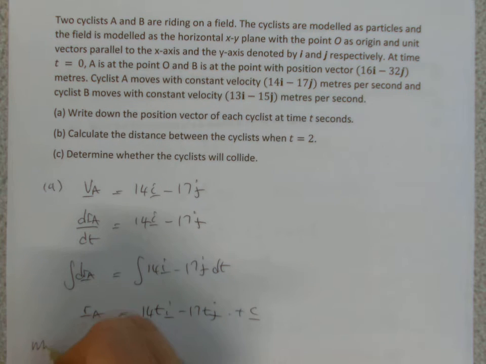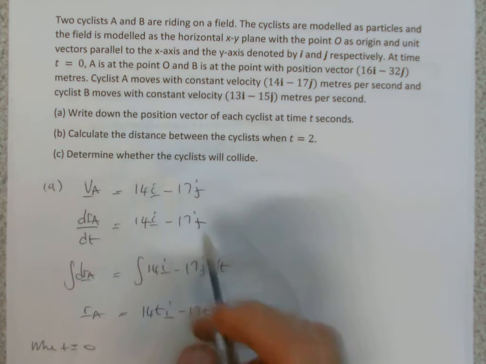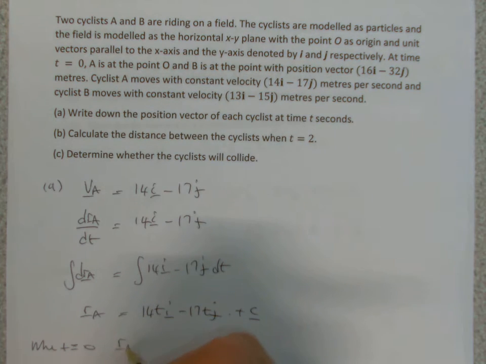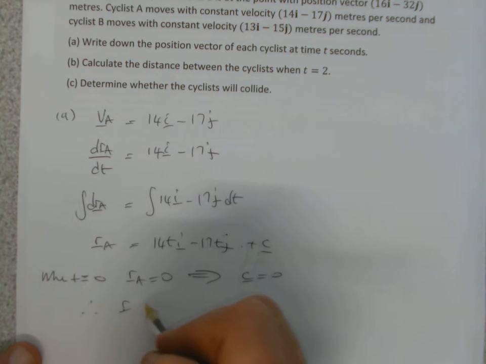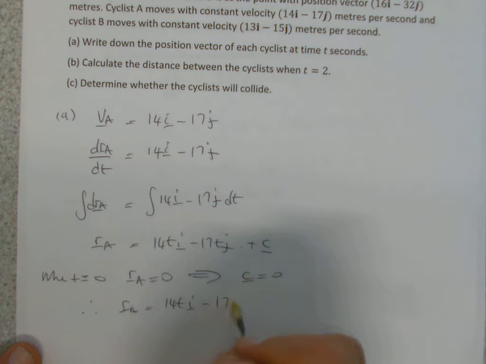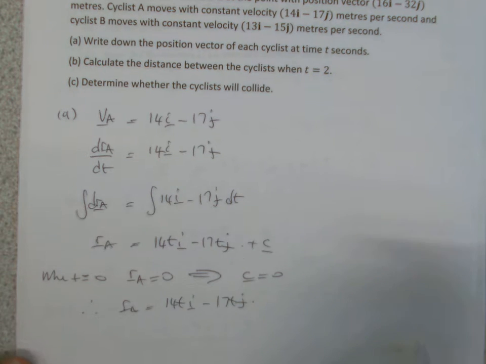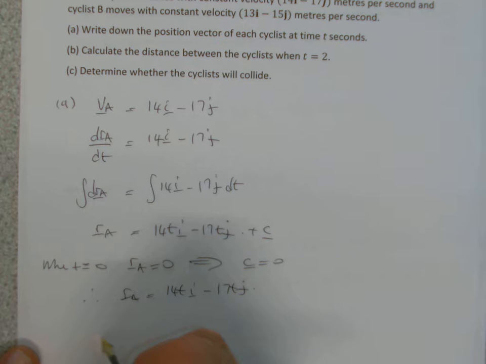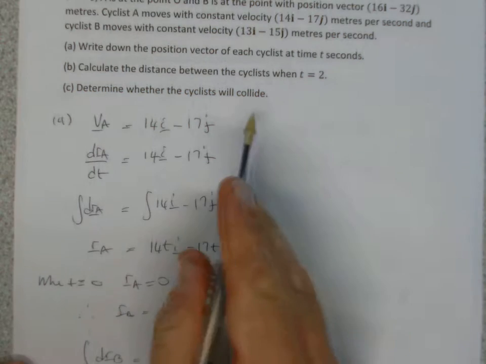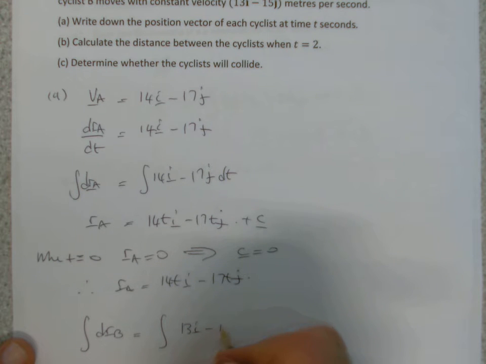And then we could say, when t equals 0, A is at the point O. In other words, RA is equal to 0, which implies that C is equal to 0. So therefore, RA will quite simply equal 14ti minus 17tj. Okay, do the same then for RB. You'd end up with a similar sort of integral, when the velocity was 13i minus 15j.